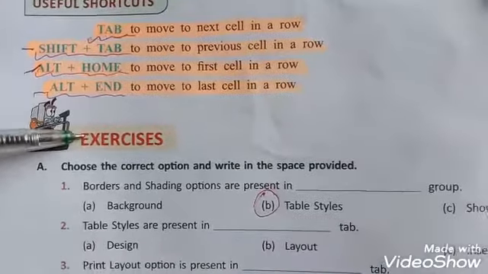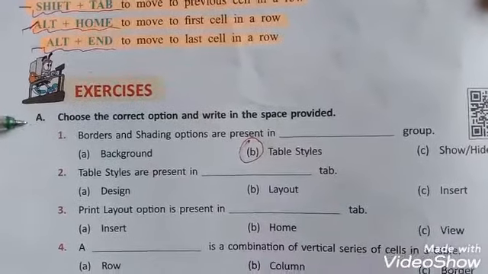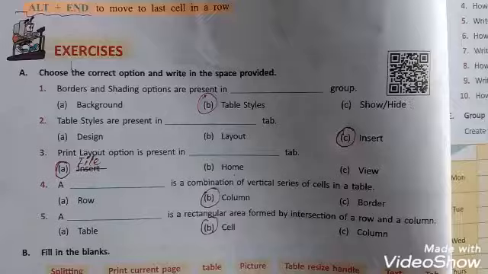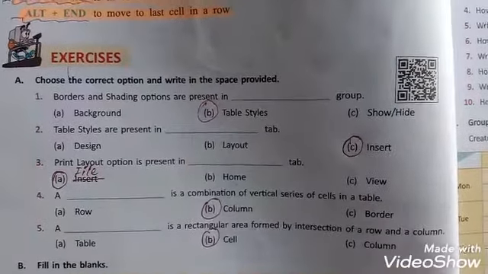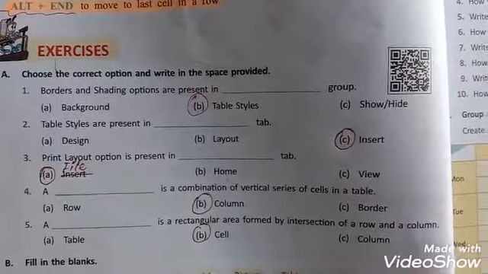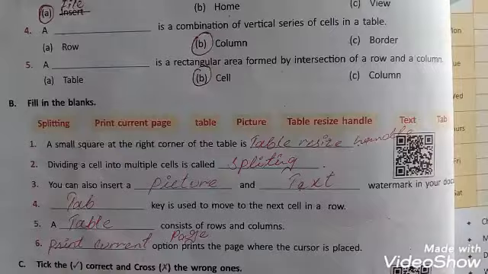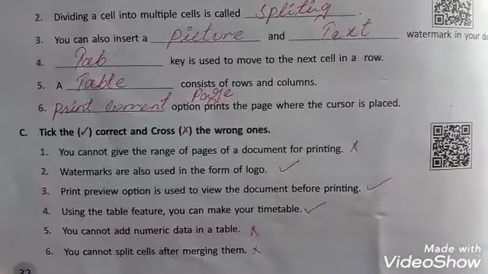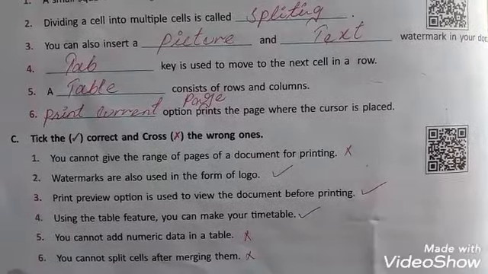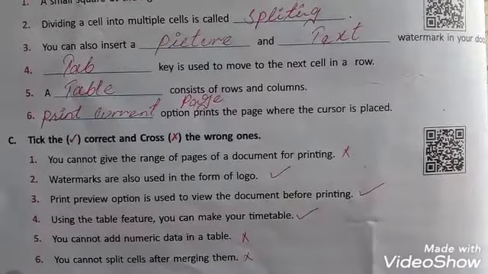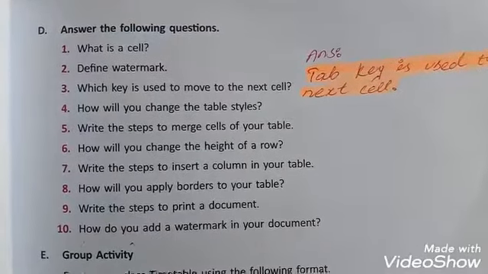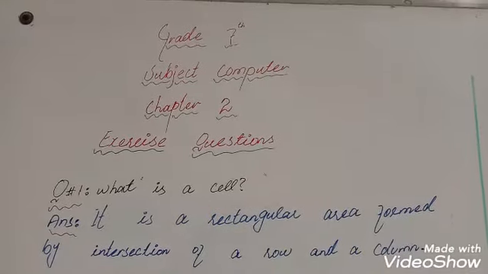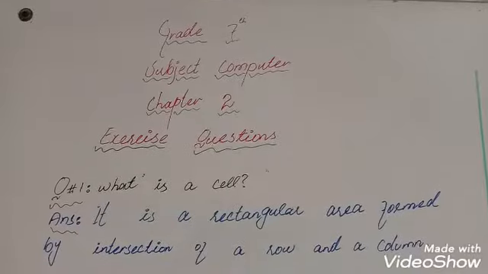Students, this is the exercise of your second chapter. Students will solve this exercise by yourself, otherwise tally this exercise with your solved exercise. Question number A. Choose the correct option and write in the space provided. Question number B. Fill in the blanks. Question number C. Tick the correct and cross the wrong ones. Question number D. Answer the following questions. These are the questions and answer of these questions are exercise questions, chapter number 2.